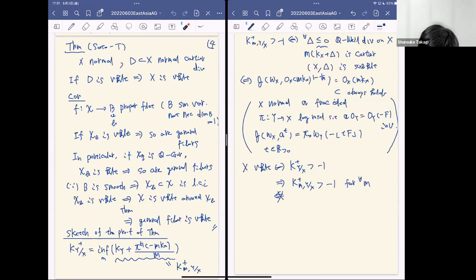So this is a problem, but there's a trick to avoid such a problem. We use some perturbation trick. We take some Cartier divisor on X such that its support contains the non-Q-Gorenstein locus.